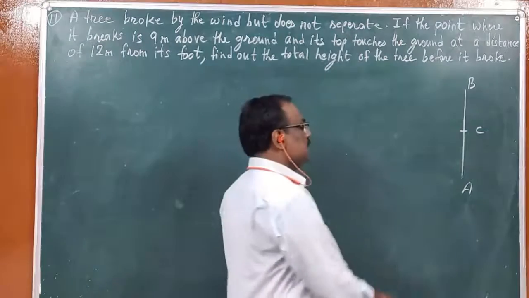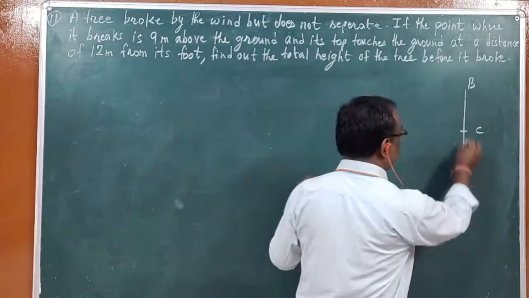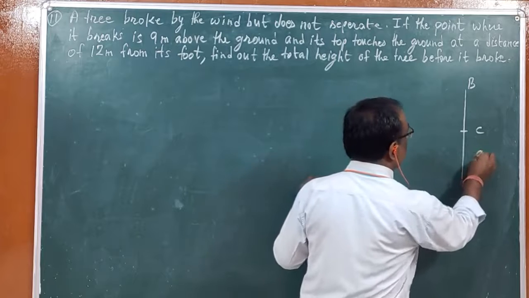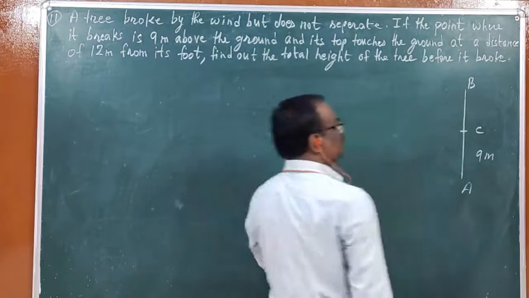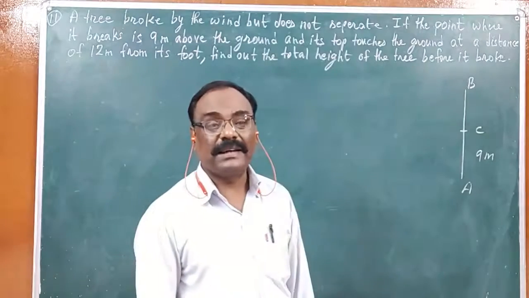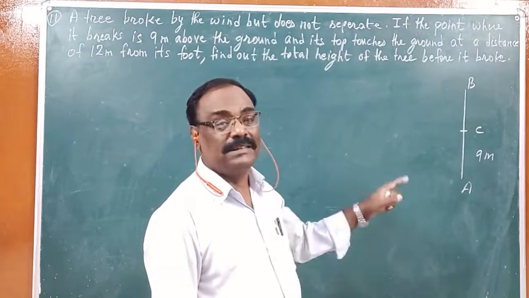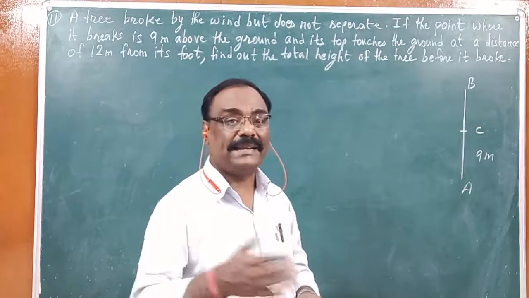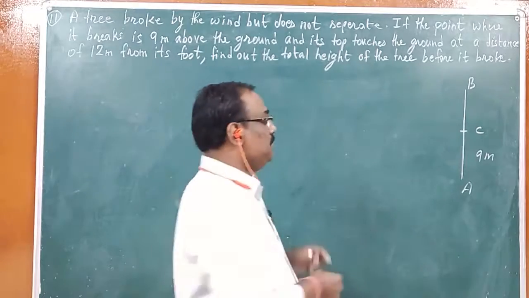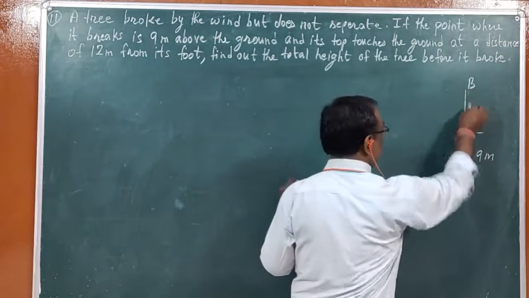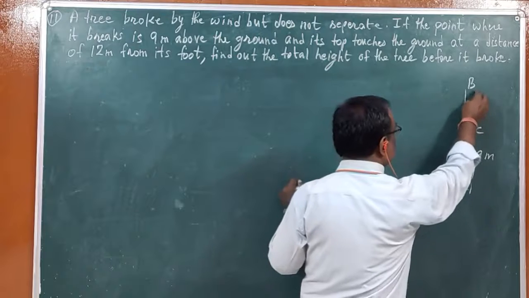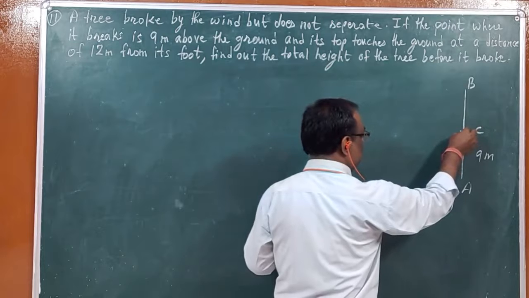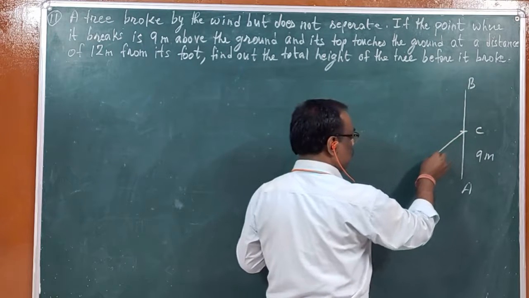So now we know that the tree broke from 9 meters above the ground. So from A to C, this will be 9 meters. C is the point where the tree has broken. So from A to C, it is 9 meters. Now, because the tree has not separated, this part, that is CB or BC, has not separated. This has fallen down. Suppose if I show you, the upper part that has broken has fallen down like this.